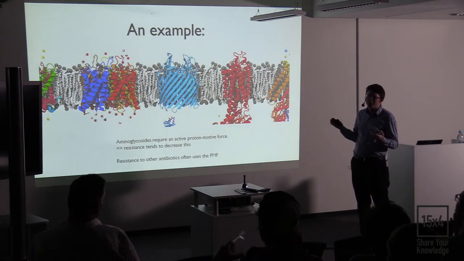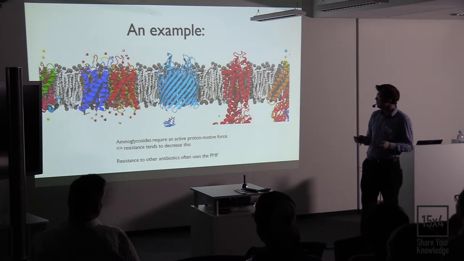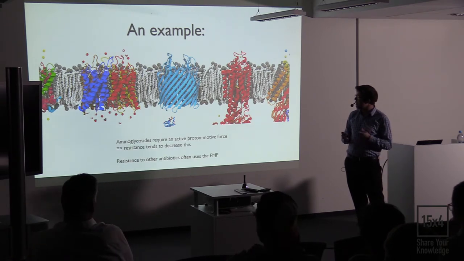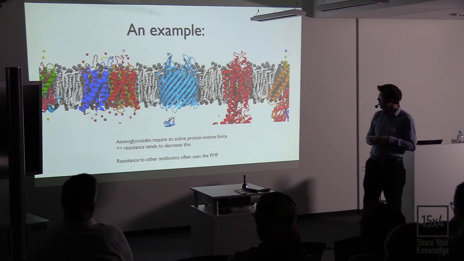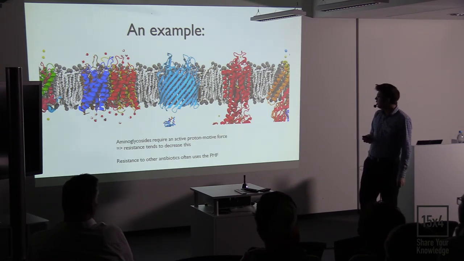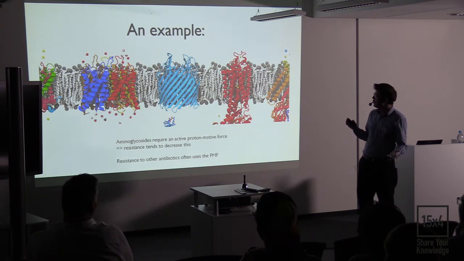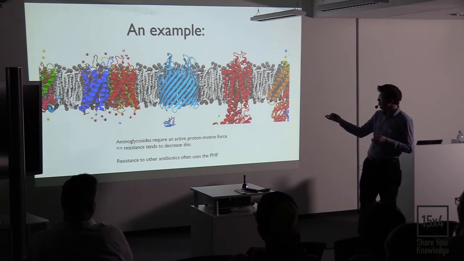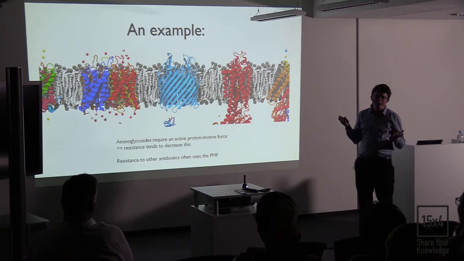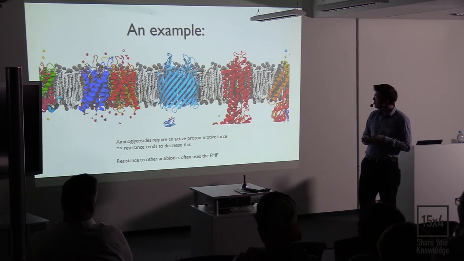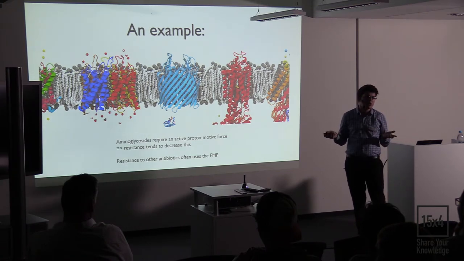Okay, I want to quickly talk through one specific example of this, and this is how resistance to antibiotics occurs with different antibiotics. One important antibiotic is called streptomycin. It's a kind of aminoglycoside. And it turns out that the way that resistance to this antibiotic occurs involves something called a proton motive force.